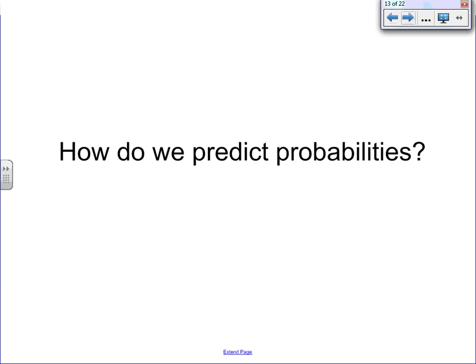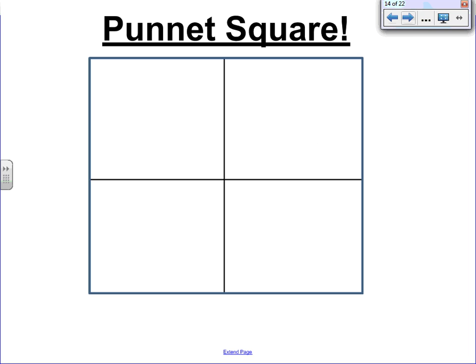Now, how can we do this when it comes to genetics? Well, let me introduce you to the most amazing tool that you will use in all of genetics. That is the Punnet Square. All right, now, while the Punnet Square might look like 4 simple boxes to you, it is actually an incredibly powerful genetics tool.